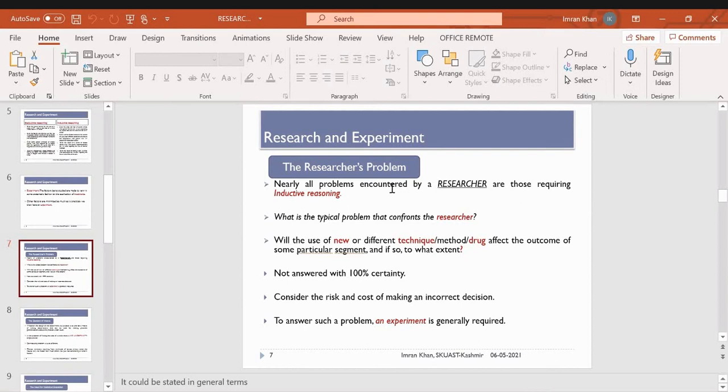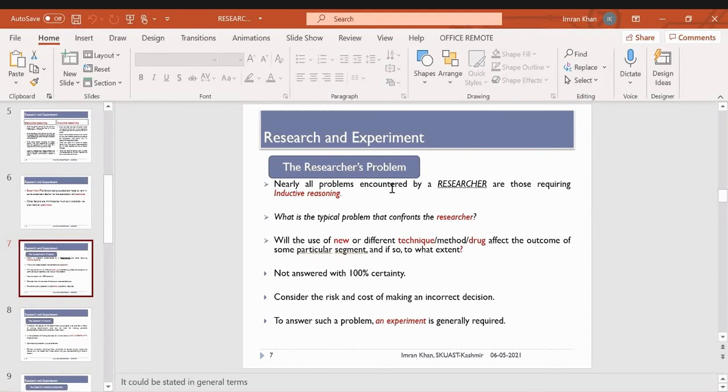See, what's the typical problem that confronts the researcher? The problem is, will the use of a new or different technique or method or drug affect the outcome of some particular segment? And if so, to what extent? Because this is what the researcher tries to study in his or her experiment. They try a new technique, a new method, a new drug, and check the outcome of some particular segment, and to what extent the changes are.